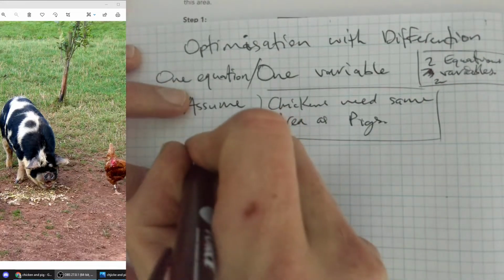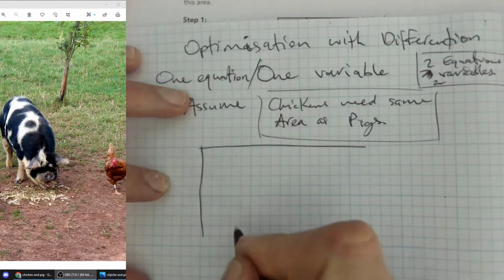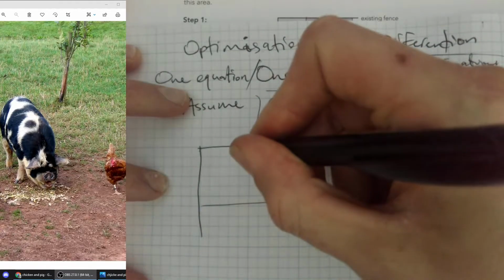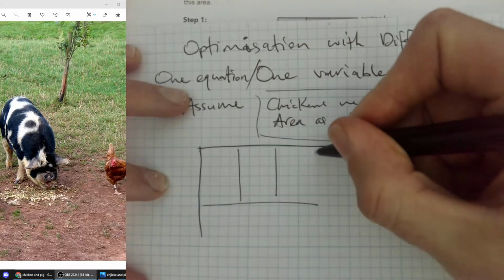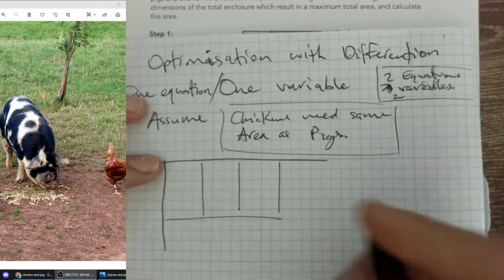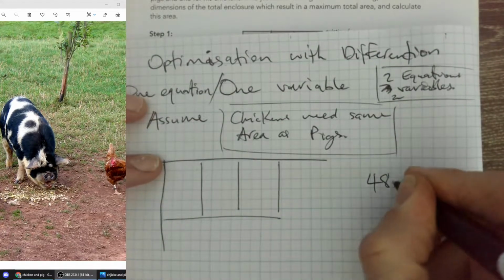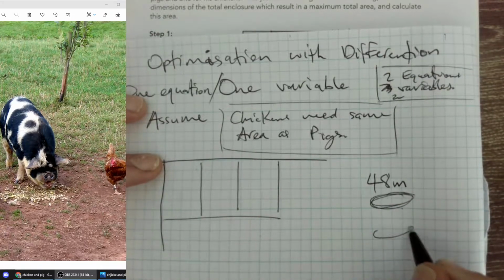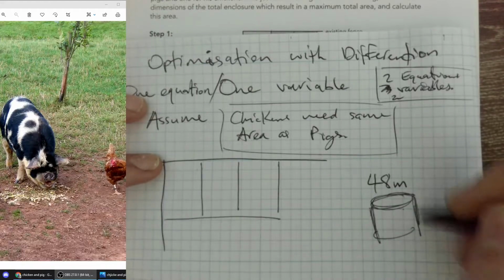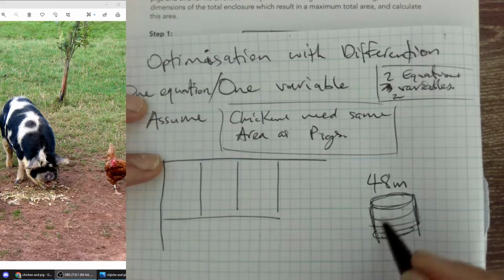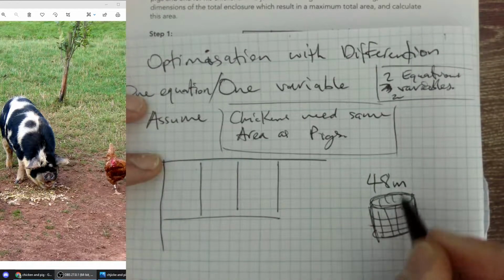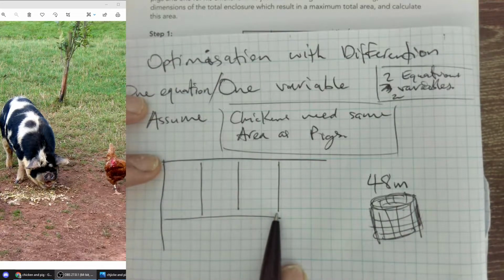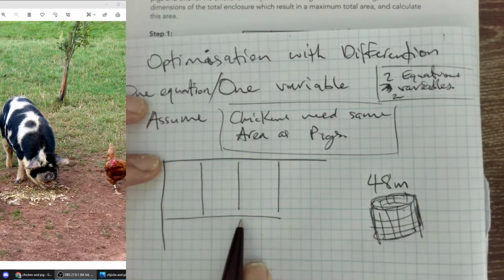Okay, so what we have is we've got our pen. We're adding in this fence here, this fence here, this fence here, and this fence here. And we've got 48 meters to do that. 48 meters of some rolled up fence. I've actually done fencing before, I should know how to draw some sort of rolled up fence. We've got 48 meters of this rolled up fence, and we need to put it here, here, here, and here.